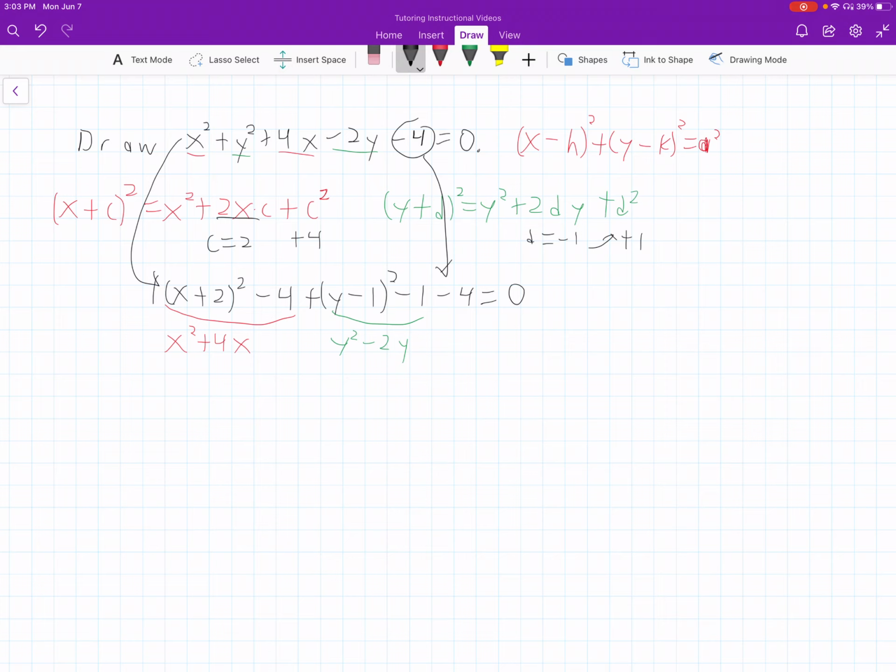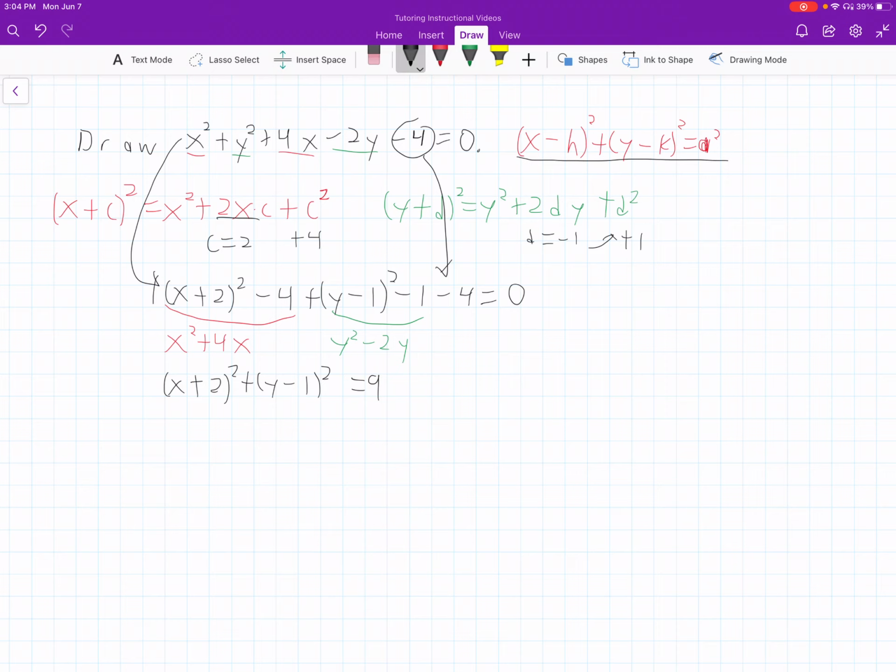Alright, and now looking at our general form again, we see that everything that doesn't fall neatly into the x or y stuff needs to basically move over to the right side. So let's do that. On the left, I should only have these two things. And then we add minus 4, minus 1, and minus 4. I get minus 9. We move it to the right. It becomes plus 9.